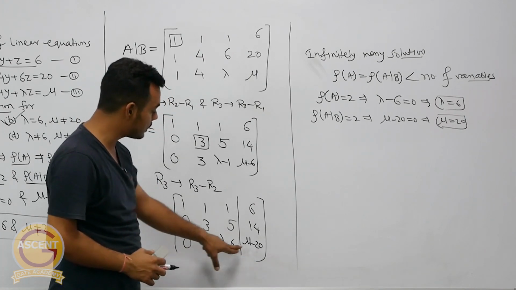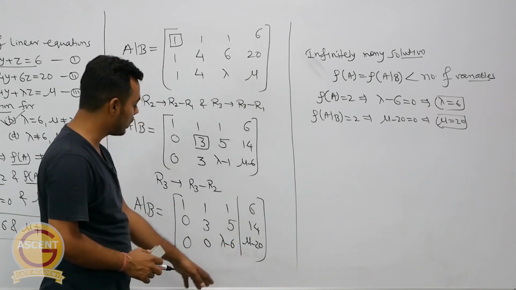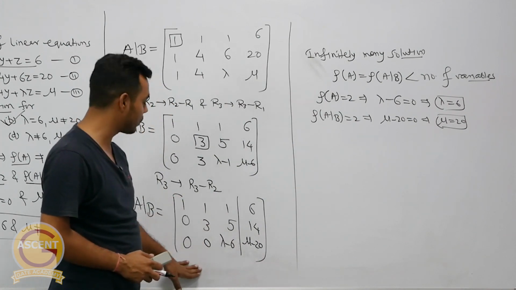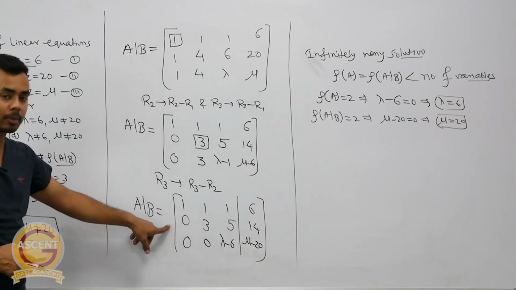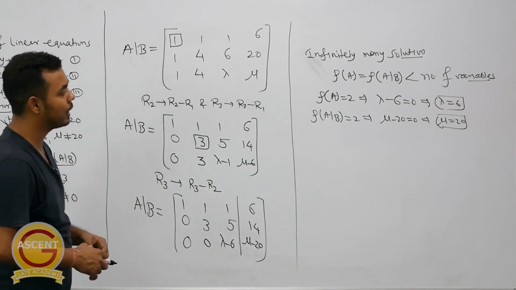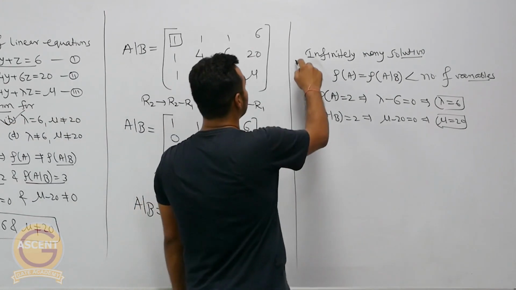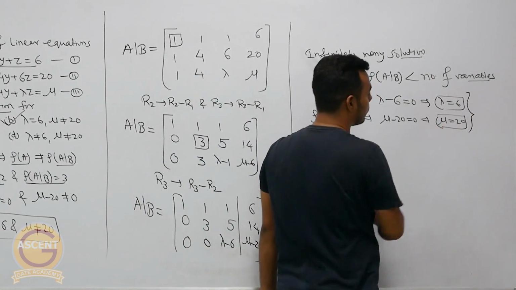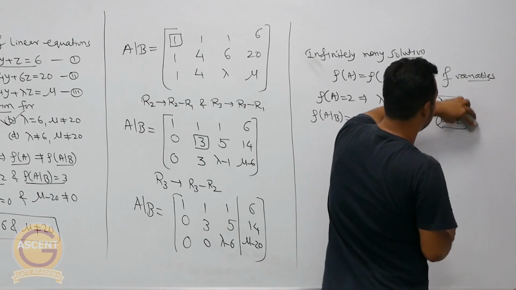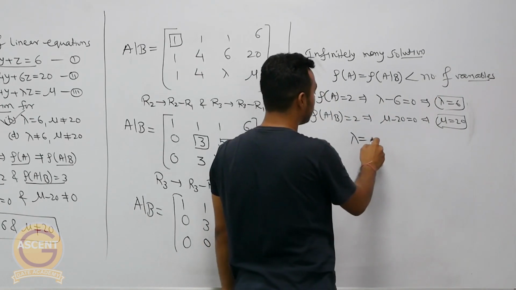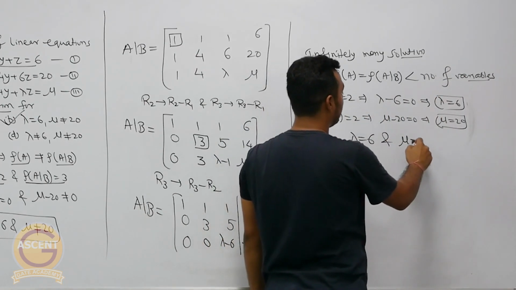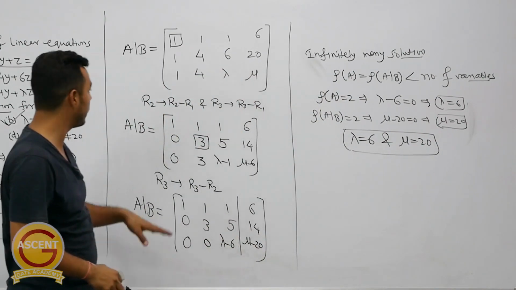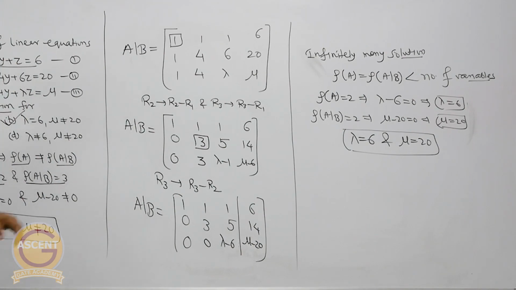In that case, you will get 0 here, and then whatever be the value of x, y, z, it will always satisfy the third equation. So basically you have to satisfy 2 equations and you have 3 variables, so it will have infinitely many solutions. So the condition for infinitely many solutions is lambda equals 6 and nu equals 20. Okay, this statement is important. Both of these conditions have to be satisfied. Only then the system of linear equations will have infinitely many solutions.